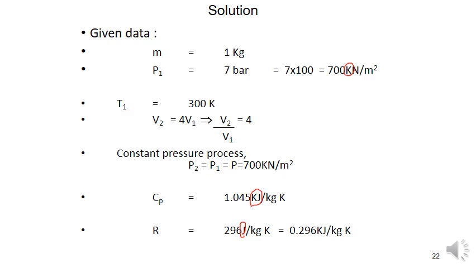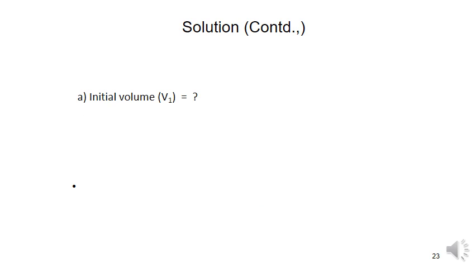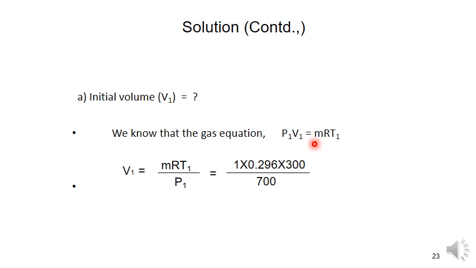So next, the initial volume they ask. How will you get the initial volume? P1 V1 is equal to m R T1. We want only V1. We know the pressure P1, the R value and T1. So V1 is equal to m R T1 by P1.